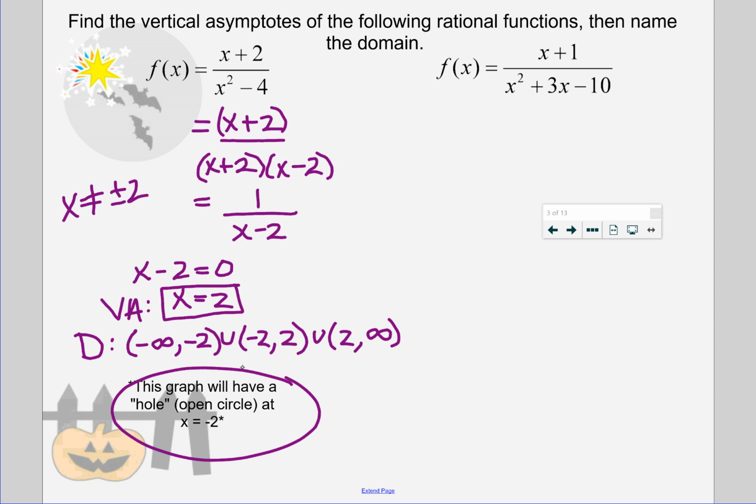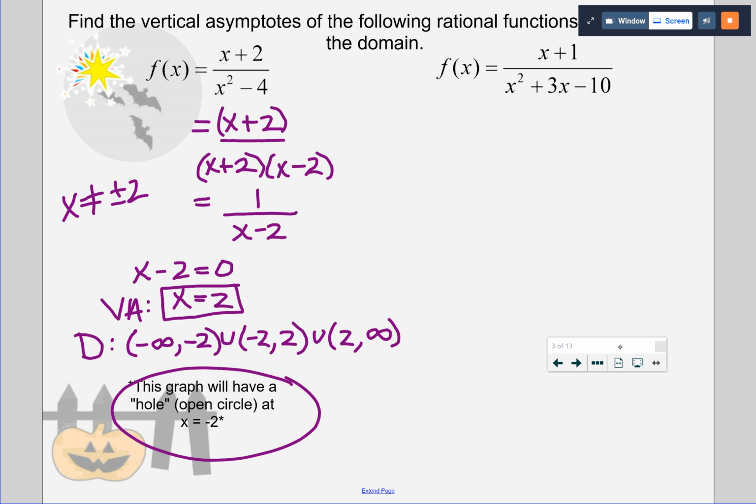You're going to have a curve, and then in the middle of this curve, there's just going to be this open circle wherever x is -2. Okay, and we'll see a couple of those when we do some of the graphing tomorrow. So not a vertical asymptote, but an open circle located somewhere on the graph if you've got that value that cancels out. All right, let's try the next one.